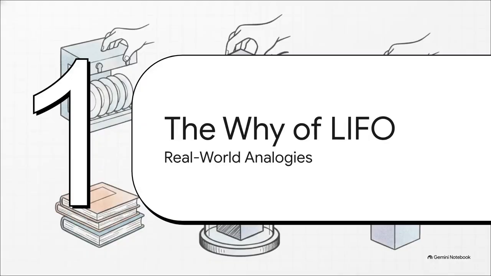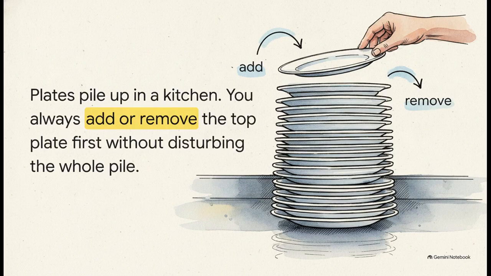All right, moving on to section 2, the why of LIFO, real-world analogies. Let's ground this with a physical model. Picture a really busy restaurant kitchen. You've got this massive pile of clean plates sitting there. When the dishwasher brings a fresh plate, where does it go? Right on top of the pile. And when a line cook needs a plate, they grab it right off the top. I mean, nobody ever tries to yank a plate out from the dead center or the bottom of the stack, right? Because that would cause a complete kitchen disaster. You only add to the top, and you only take from the top. That is perfect last in, first out logic in the real world.